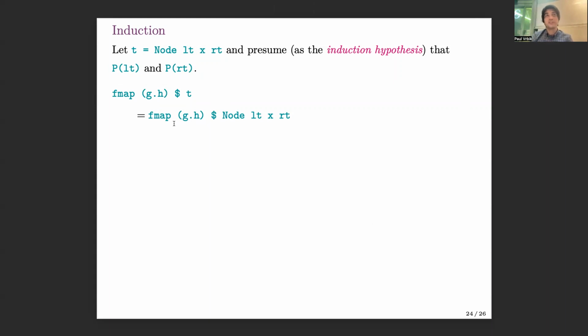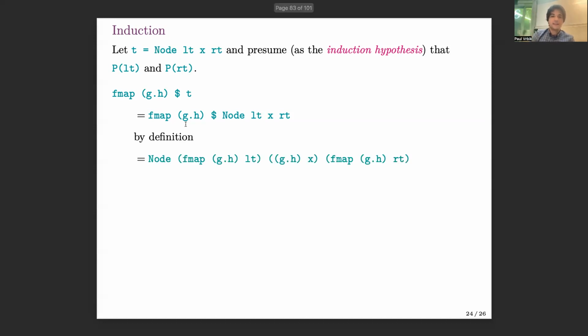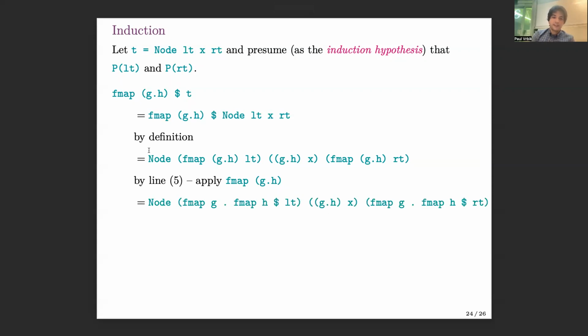So this one is just function definition. This one is just unpacking T to what I'm letting it equal. So I guess that's just by assumption. Oh no, I did put the justification, great, okay. The next thing we have to do is apply the definition of fmap to get this inside. So that's what's happening here. So fmap G.H to this node is fmapping G.H to the left tree, to the right tree, and then just applying it to the value of the node. So by line 5, we apply G.H. Then this comes out.